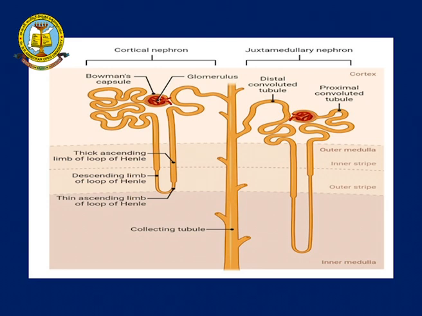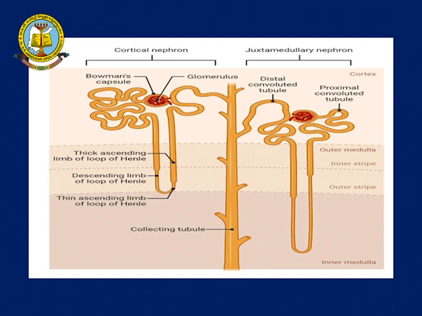In urine formation, 99% of the contents are reabsorbed in the nephron, and only 1% is removed as urine. The mechanism that works here is osmotic pressure, which is measured in milliosmoles per liter.